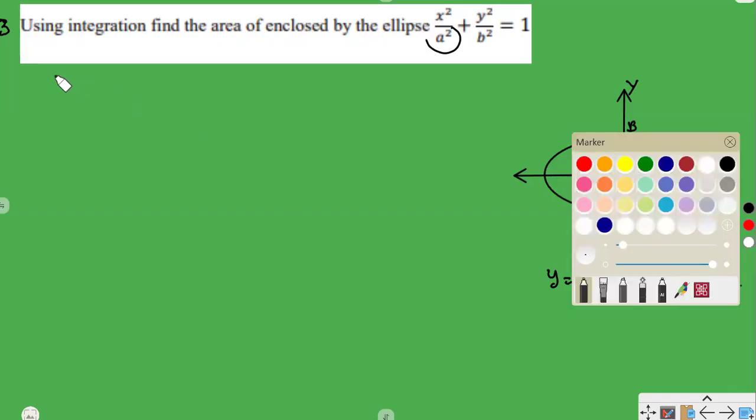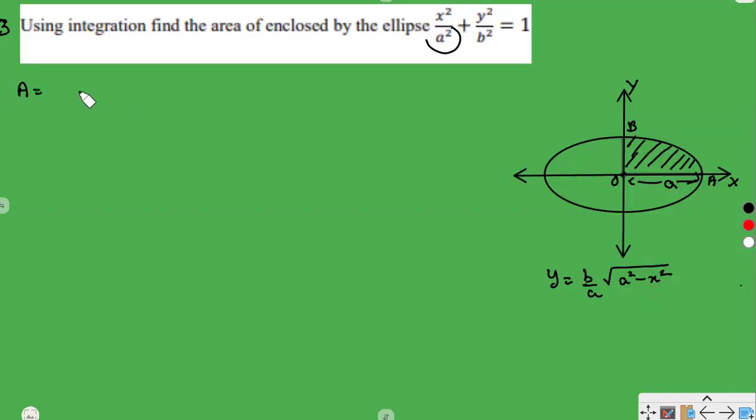So we say like this, area A equals the area of the ellipse is 4 times the area of region OABO. Okay, this is the area of the ellipse, 4 times the region OABO. A equals, now 4 times, I have to say this.